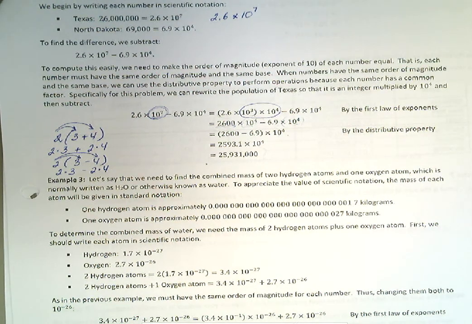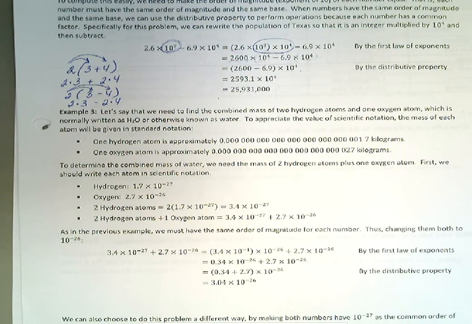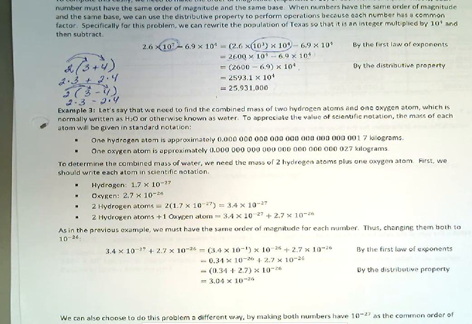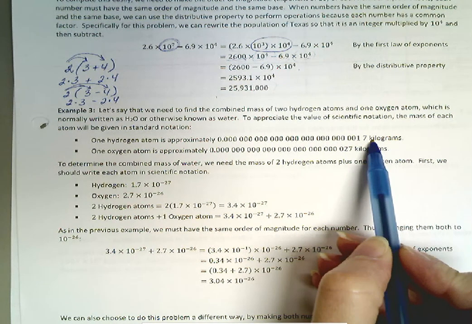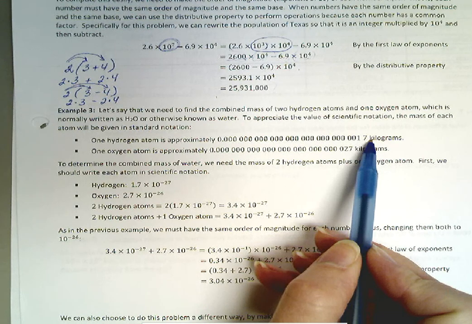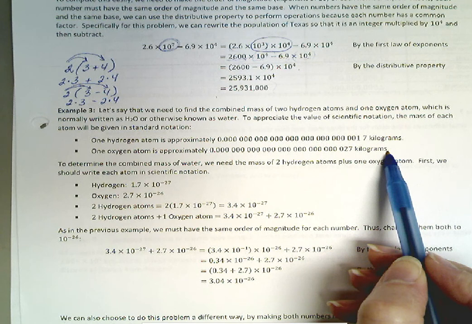Okay? Example 3. Let's say that we need to find the combined mass of 2 hydrogen atoms and 1 oxygen atom, which is normally written as H2O, otherwise known as water, that you probably know from science. To appreciate the value of scientific notation, the mass of each atom will be given in standard notation. So 1 hydrogen atom is this much of a kilogram. So that's a big, big number that I don't even know how to say. And 1 oxygen atom is this much of a kilogram.